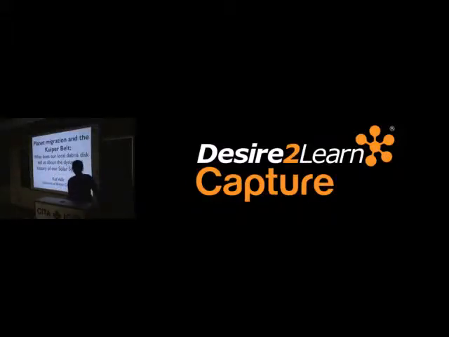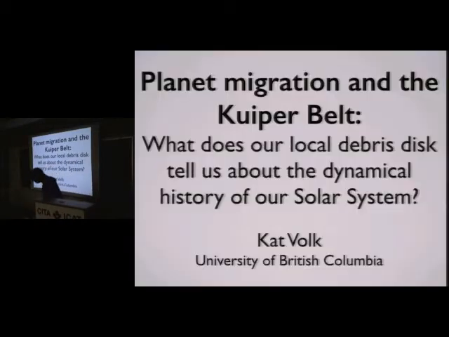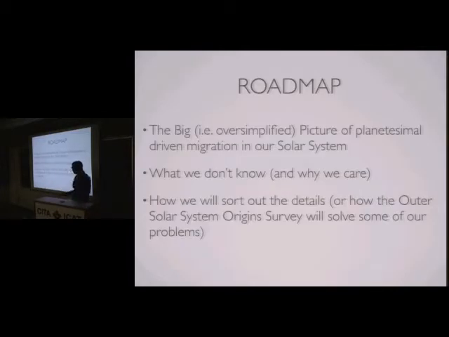Okay, so we're going to switch gears a little bit into the solar system from these black holes that are much further away, and talk about our local debris disk, which is really what the Kuiper belt is. So just to give you a view of where I'm going, we're going to talk about the very simplified picture of how planetesimal-driven planet migration happened in our solar system, what we know about this process and why we might care about this process, and then how we're going to actually learn more about this process by studying the Kuiper belt through the Outer Solar System's Origins Survey, or OSSOS.